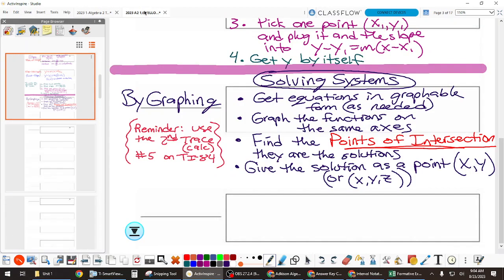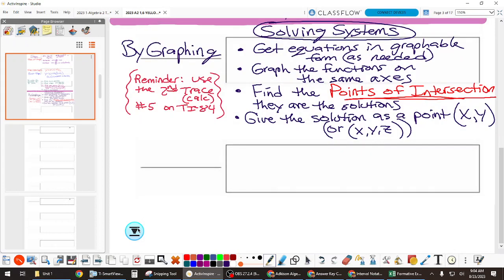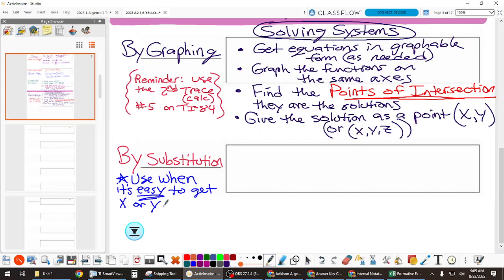Let's quickly write down the steps for that. And let's see how our time looks. I do want you to write when to use this right underneath it, so hopefully it catches your eye. When, use when it's easy to get x or y by itself. And guys, remember x and y just represent the variables. It could be A and B, or H and K, or whatever else.